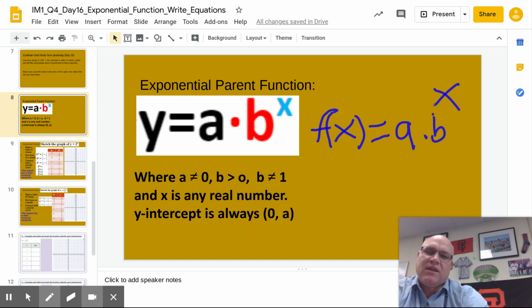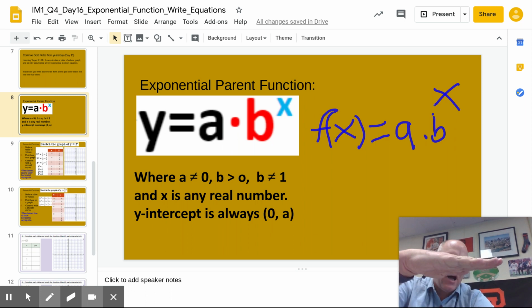All right. The key thing here is a will never be 0. So if you don't see a number in front of the b to the x power, that means that number is 1. A will never be 0. Otherwise, you wouldn't have an exponential function, because you take the value of b to the x and then you multiply by 0, you get 0 every time. So if you had that situation, you have f of x equals 0 or y equals 0, which is just a horizontal line on the x-axis. That's not an exponential function.